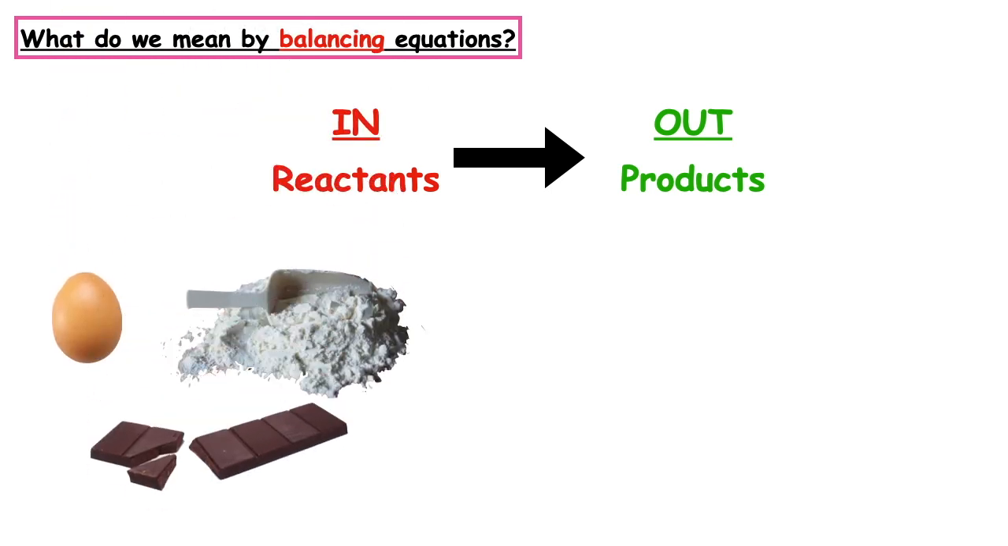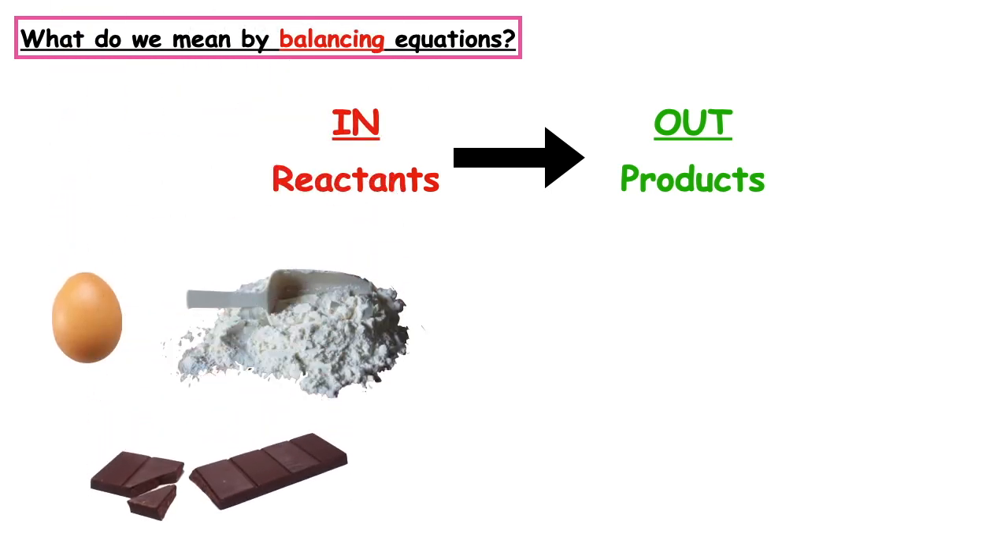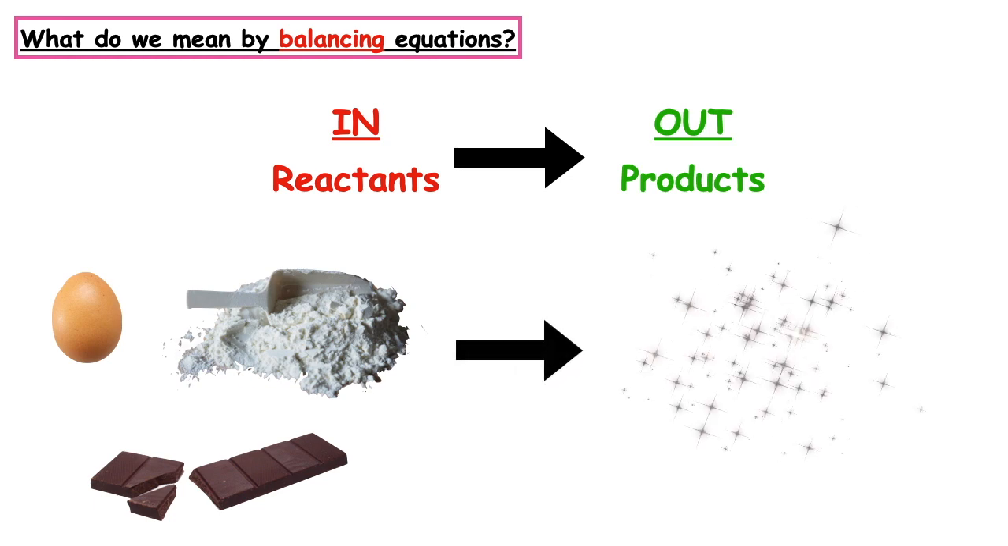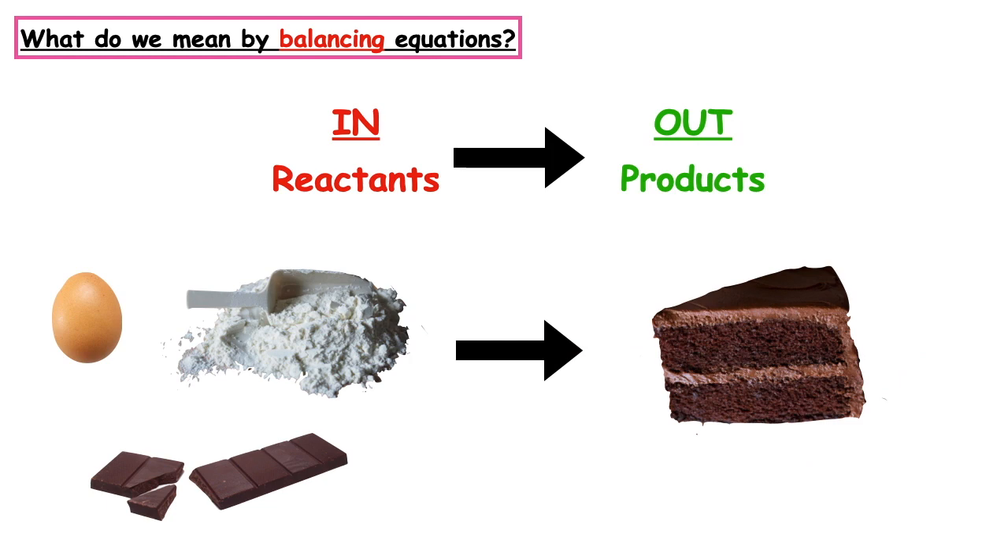So for example, if you were baking in your kitchen, you could have some flour, some eggs, and some chocolate. You would bake that in an oven in a chemical reaction, and a new substance would be formed. It would be your chocolate cake. Everything that you put into the oven came out, just in a different form.